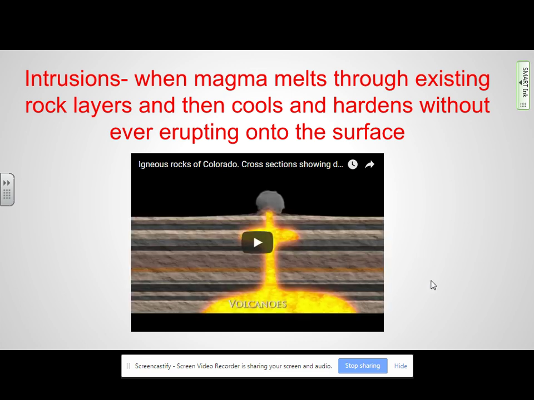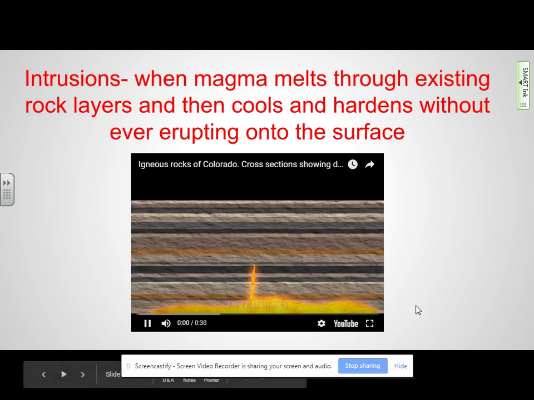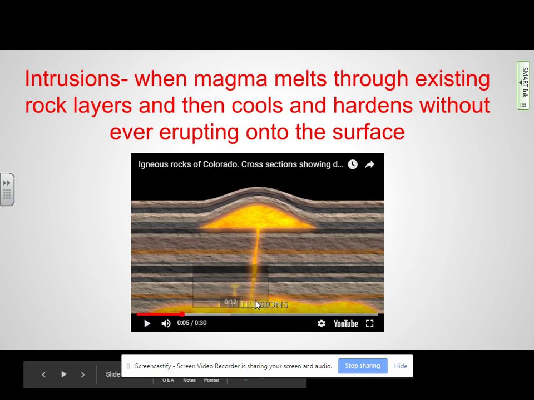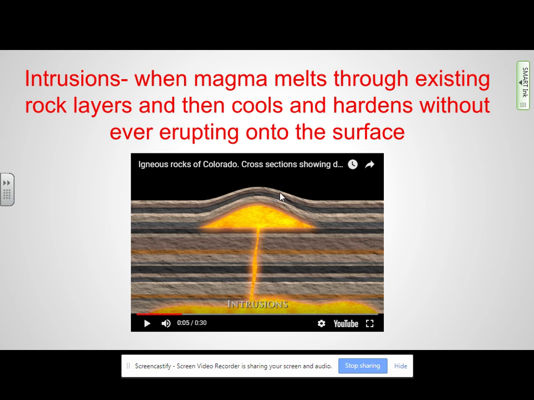Here's another example. You have intrusions. So let's actually watch this form. So when magma melts through existing rock layers and then it cools and hardens and makes other rock without erupting to the surface, the intrusion will be younger than everything around it. So see here, you can see the magma coming up. So see how that came up? It bent up these rock layers.